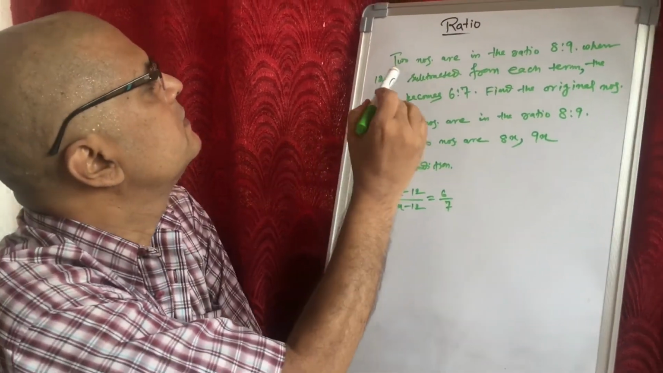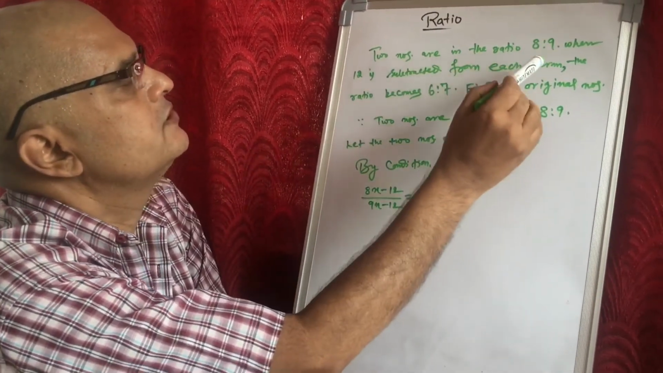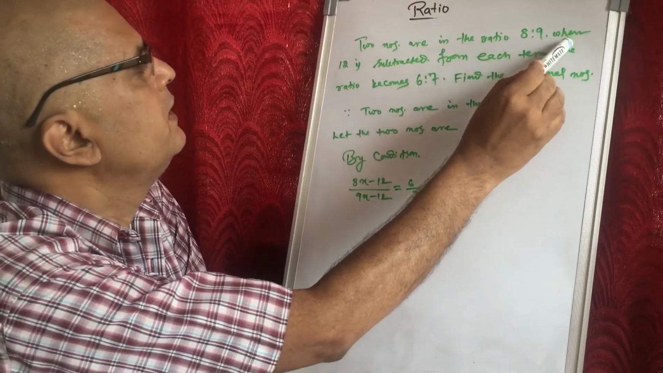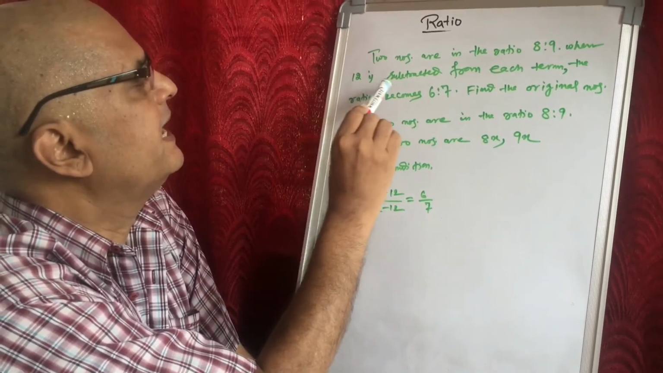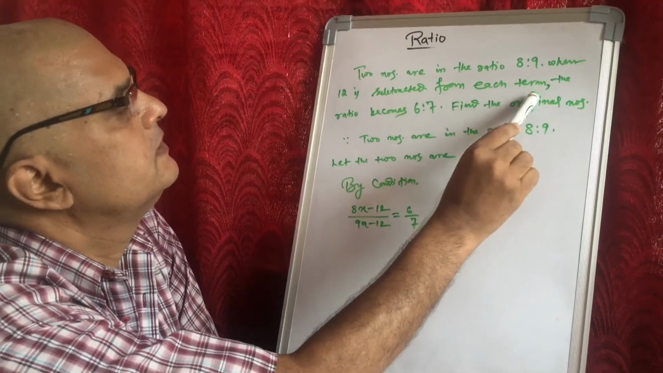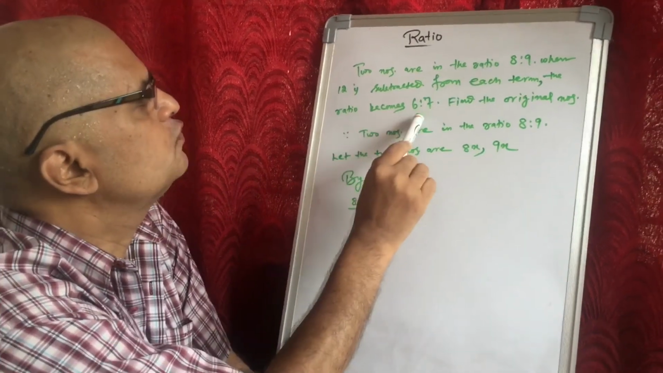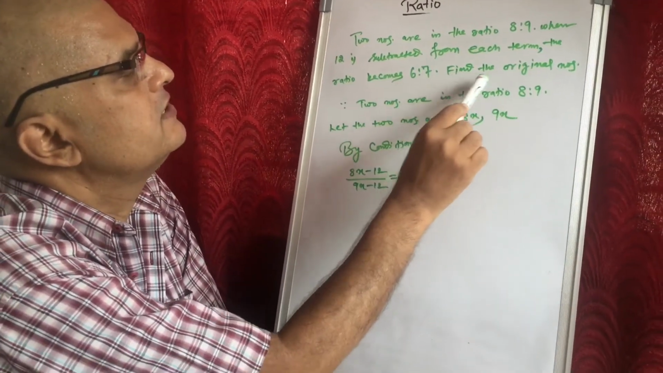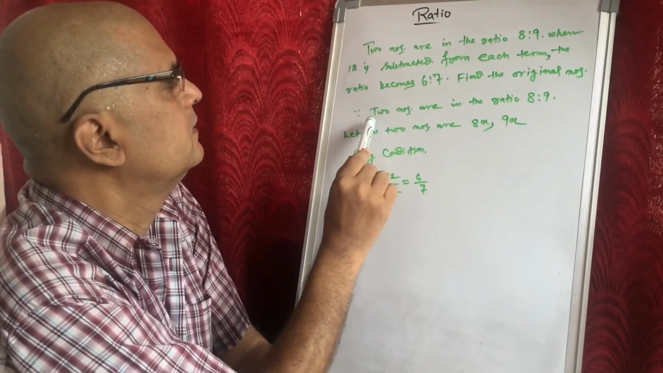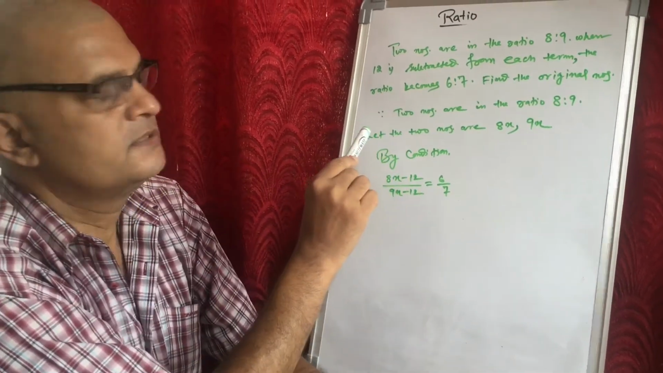Now see students, I am taking one example, one problem related to ratio. The problem is: two numbers are in the ratio 8:9. When 12 is subtracted from each term, the ratio becomes 6:7. Find the original numbers.